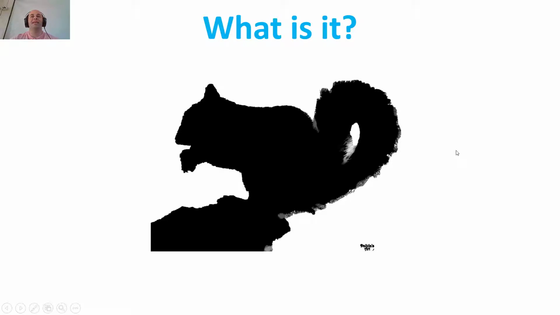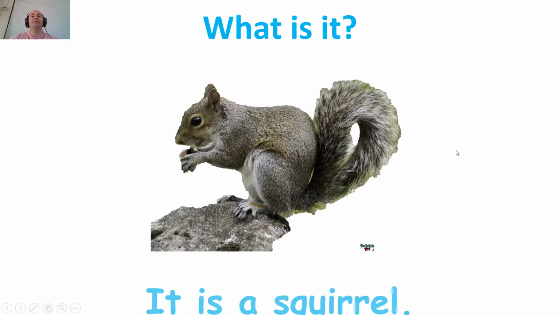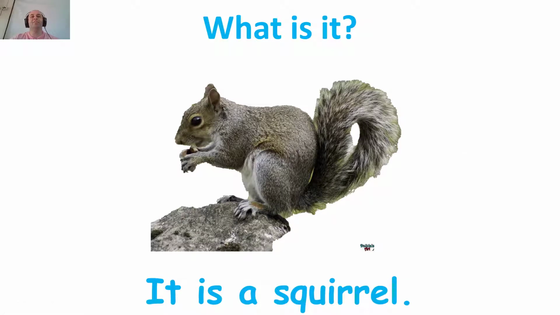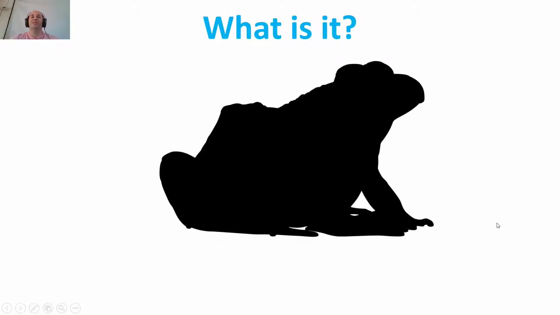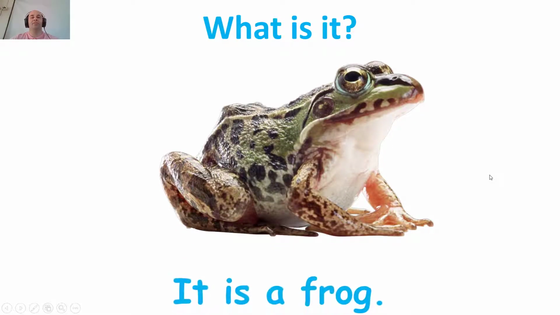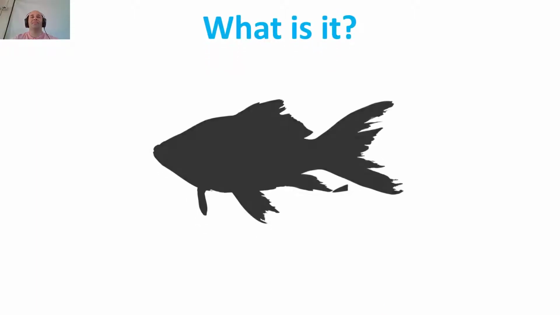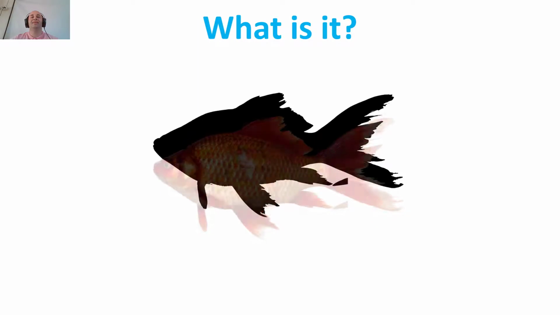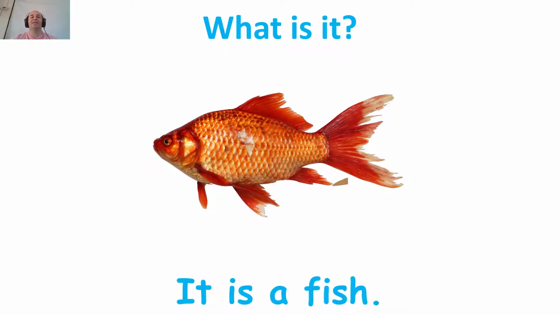Okay, number one, what is it? This animal, it is a squirrel. Okay, you can say it is a squirrel. Next one, what is it? Any idea what this animal is? It's green. It lives in the water. It is a frog. Number three, what is it? This is easy. It is a fish.